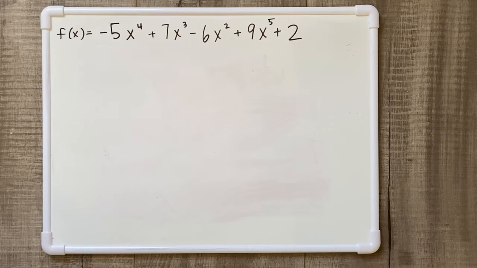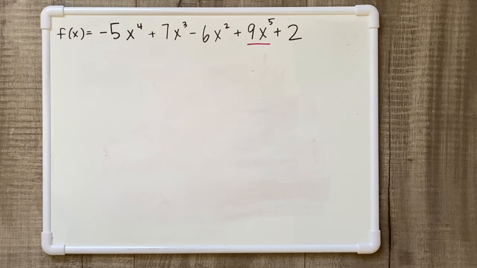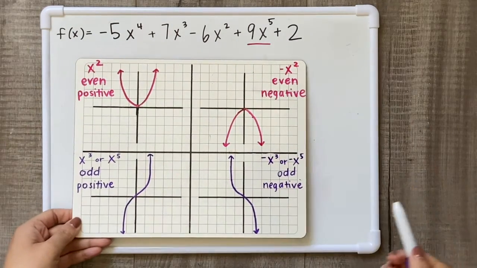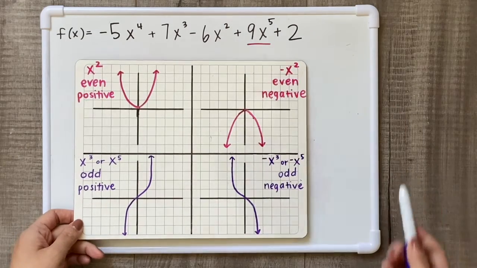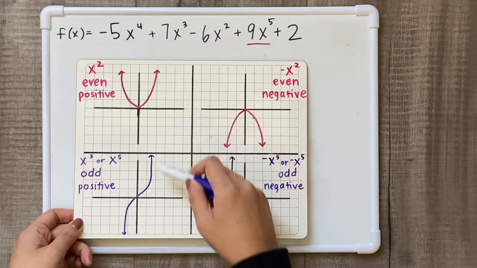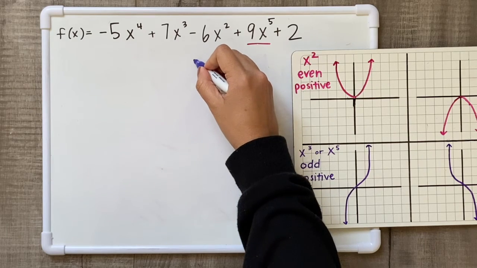So if you get a function that looks like this, again, you're going to look for the leading term. So that would be this one because it has the highest exponent, x to the fifth. And if you take a look at our chart, because it's an odd exponent right there, we know it's one of these two, and it has a positive 9 as the leading coefficient, so it's going to basically have this shape right here. So it's going to look something like this.